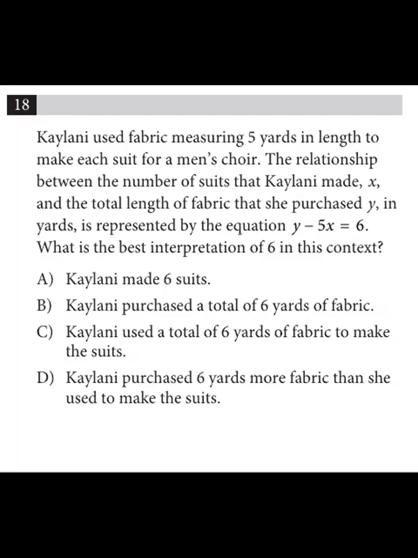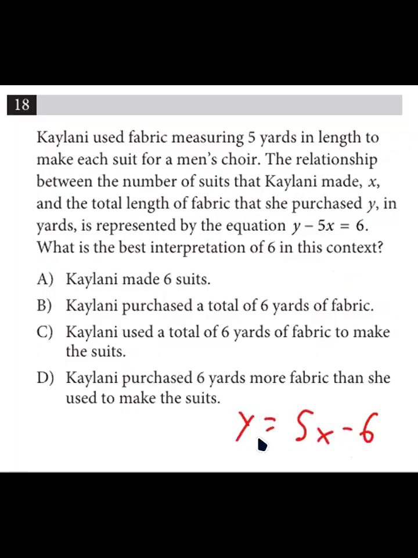Okay, so question 18. She had fabric measuring 5 yards in length. We have a relationship with y minus 5x equals 6, where x is the number of suits that she made, and y is the length of fabric that she purchased. So in this case, the equation we have is y minus 5x equals 6. Well, let's just get this in terms of y. That would just be y is equal to, add 5x to both sides, so it's 5x minus 6.